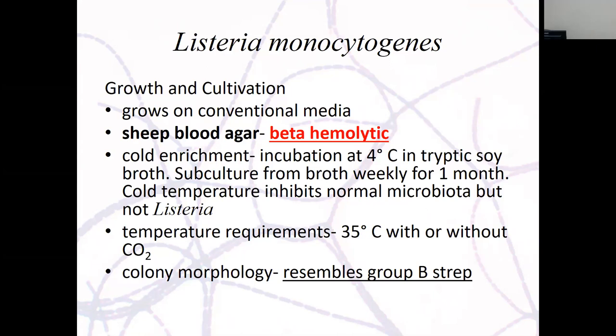We incubate them at 4 degrees Celsius in trypticase soy broth, cold enrichment. So 4 degrees is refrigeration. We subculture the broth weekly for a month. But it grows on conventional blood agar, and we'll see that. Temperature requirements, 35 degrees Celsius with or without CO2. And colony morphology resembles group B strep. We just said what? It's beta hemolytic, right? So don't give up on that, the gram stain would be important, right? Gram positive rod versus what's group B strep?